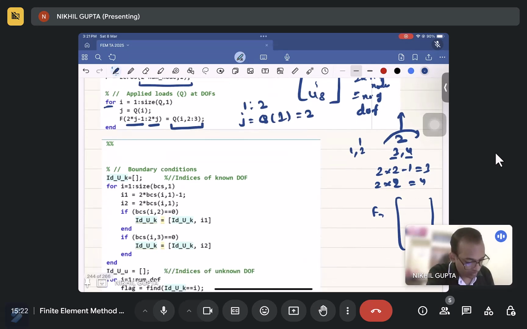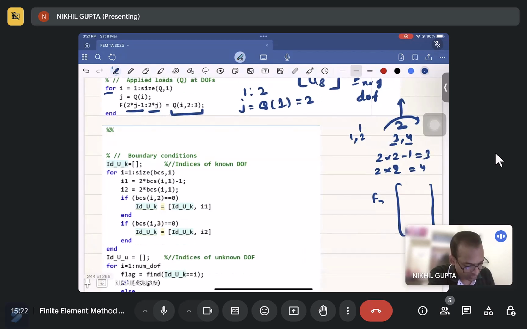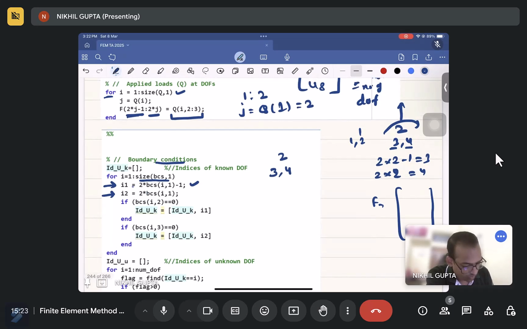Okay, now what you have to do is initialize the boundary conditions, and we have to find which degrees of freedom are known and which are unknown. So we are doing the same thing now. Since we have to work on the boundary conditions, we are applying the loop on the boundary conditions, same as we did here. And again, as we have introduced these two terms, here we are initializing I1 and I2 in the same way. If our node is 2, the degrees of freedom will be 3 and 4. Similarly, that index will go in I1 and I2.